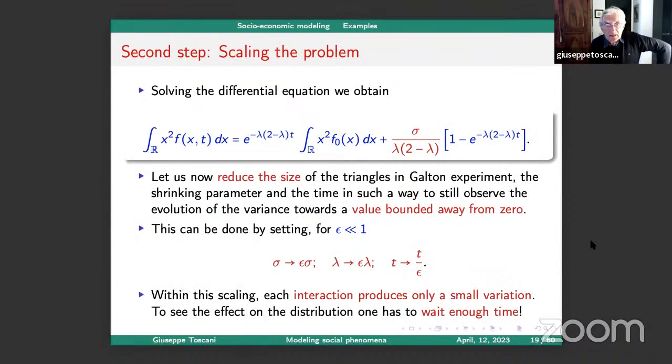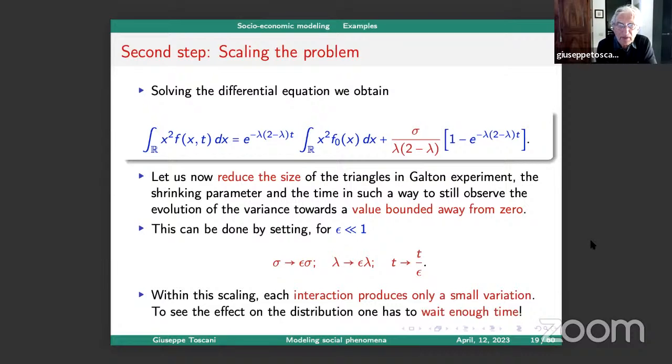I give here the solution of the differential equation. At time t, the second moment depends on the initial value times an exponential, and since lambda is bigger than 0, it disappears when time goes to infinity. Then there is a second term, which depends on the quotient between sigma, the variance of the random part, and lambda, the shrinking, times a function which converges to 1.